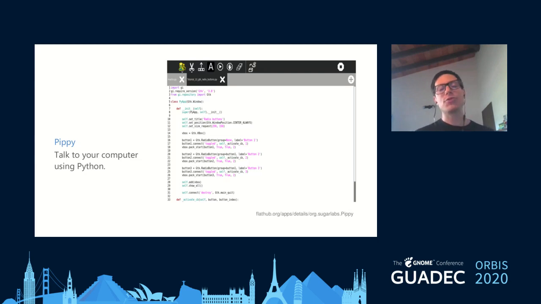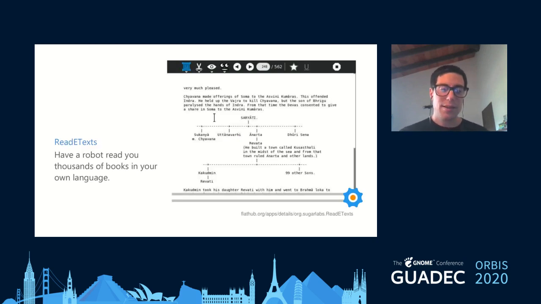And this, I have to say, is my number one favorite. It's called Pippy, and it's a very powerful Python editor. What's really nice about it is that it works very well. It's very simple, and it comes with a lot of tutorials for making games and even GTK apps.